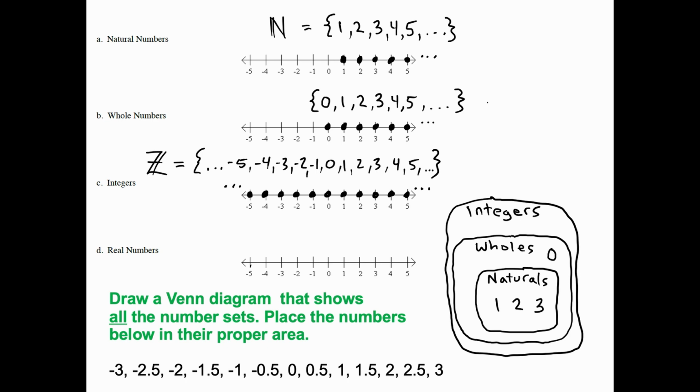Look through the list and see if you can find any numbers that aren't natural and aren't whole, but they are integers, and therefore they should go in the outer ring. -3, -2, and -1.